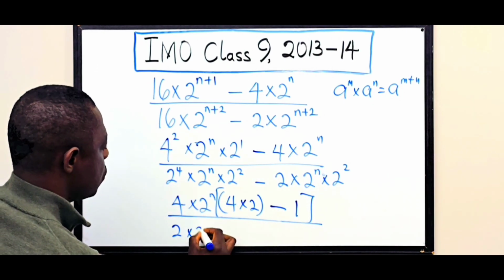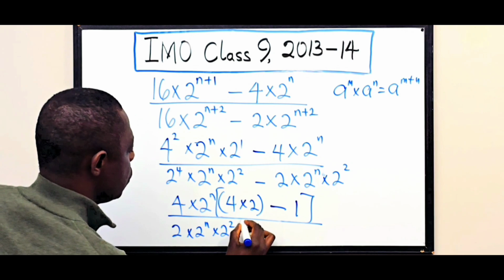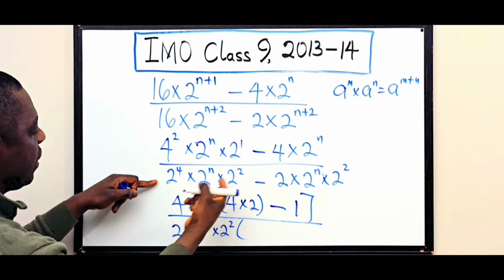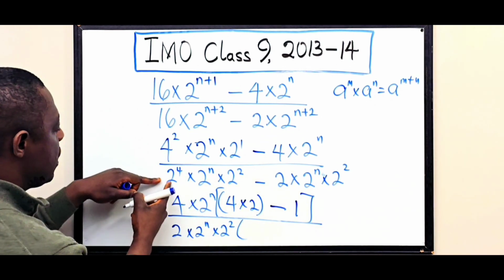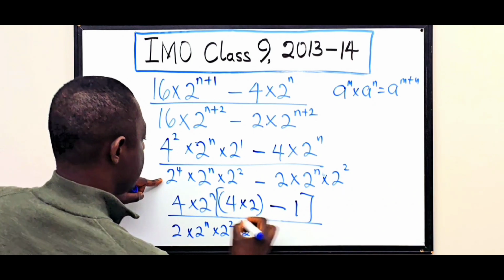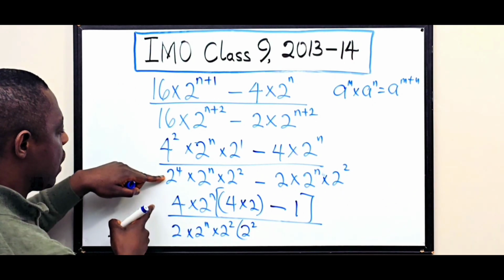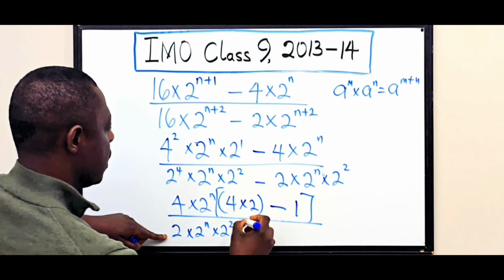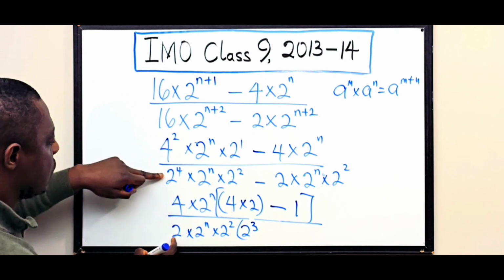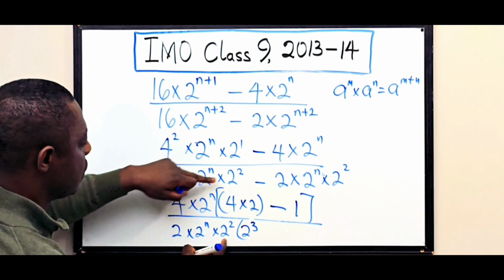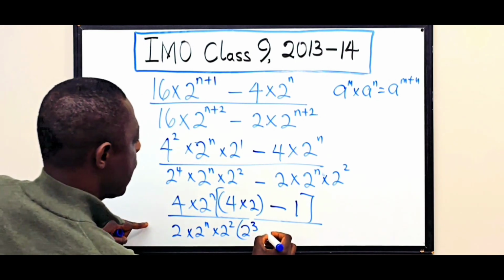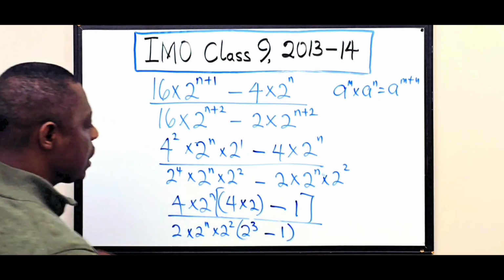That's 2 times 2 raised to power n times 2 raised to power 2. Then what is the factor that we have here? So that means we're going to have, in this way, 2 raised to power 3 because of this. 2 raised to power 3, this is contained, so we have 2 raised to power 3 minus 1. So that is what we're going to have.